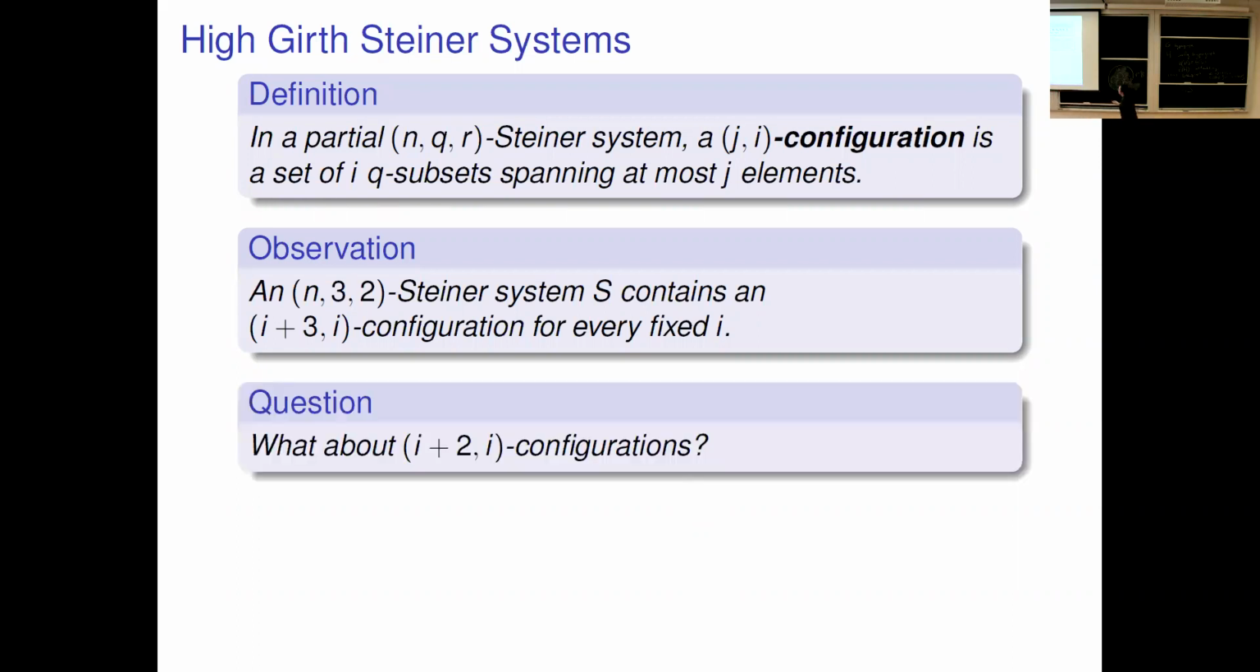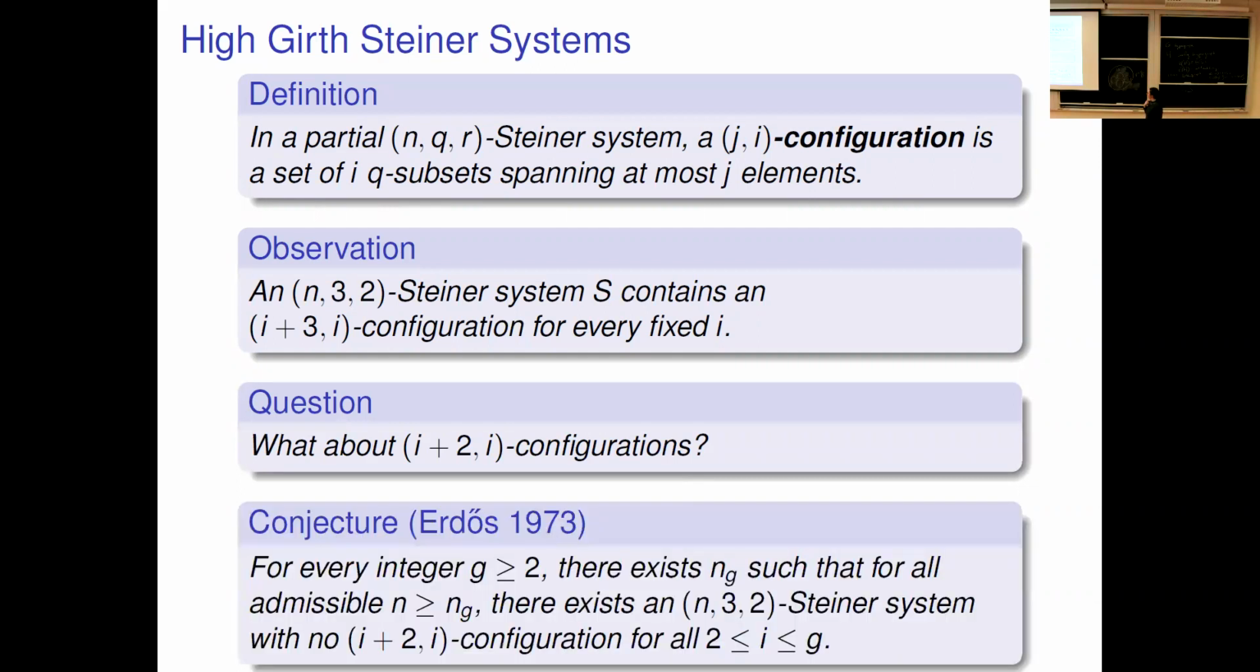But then he asked, but what if we want to think about i+2, i configurations? So he conjectured that for every integer g, for n sufficiently large, we can find a Steiner triple system with none of these configurations for i between 2 and g. So this is a very famous conjecture of Erdős. So let me reformulate this, because this is a bit of a mouthful.